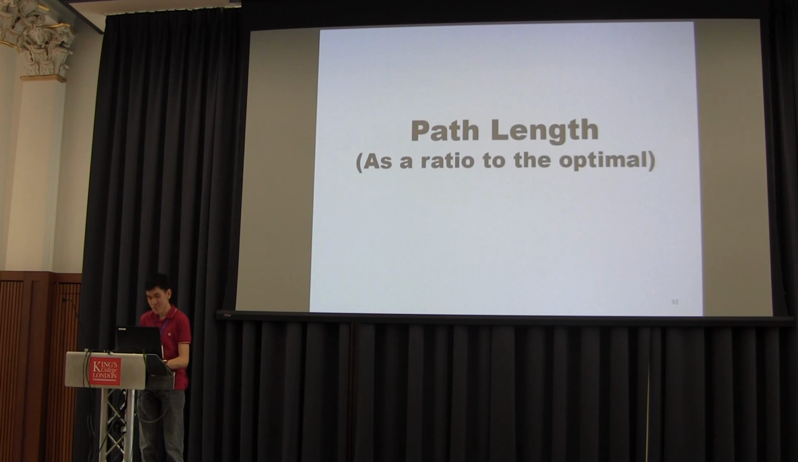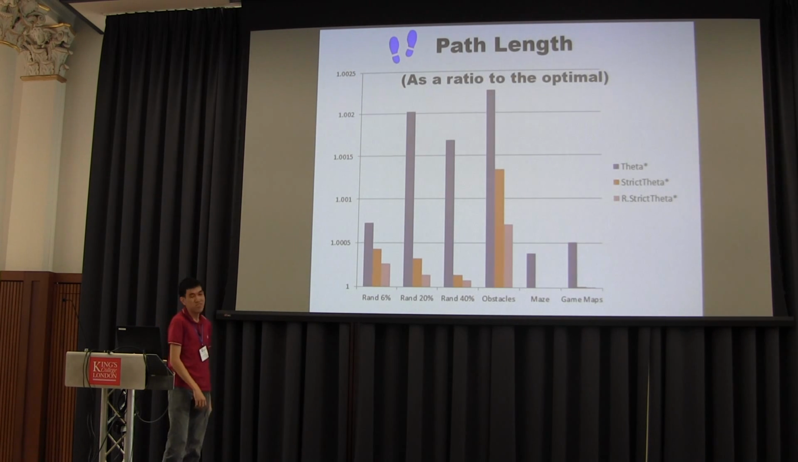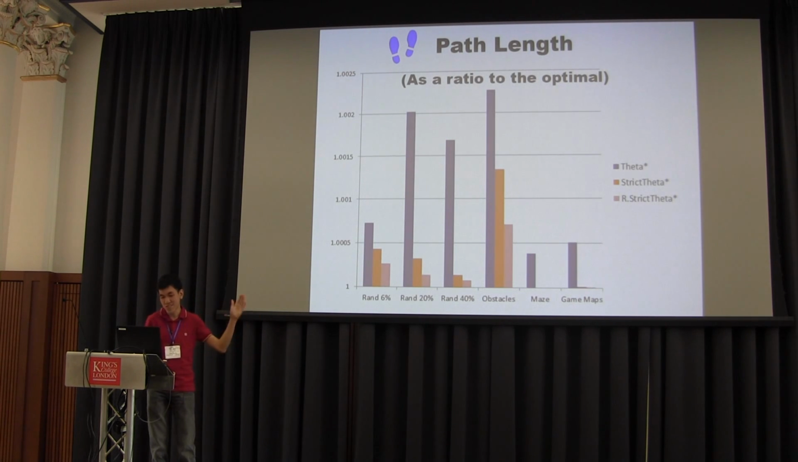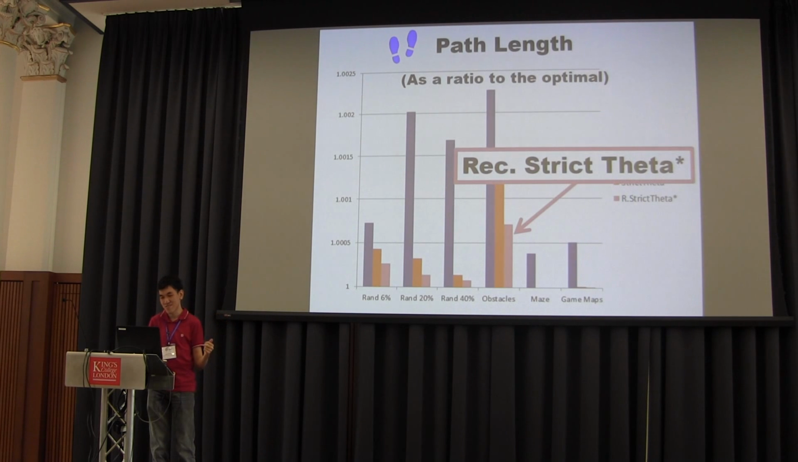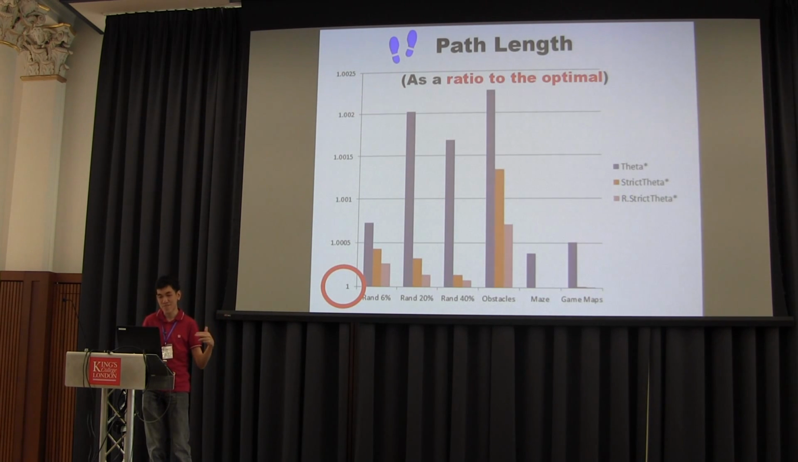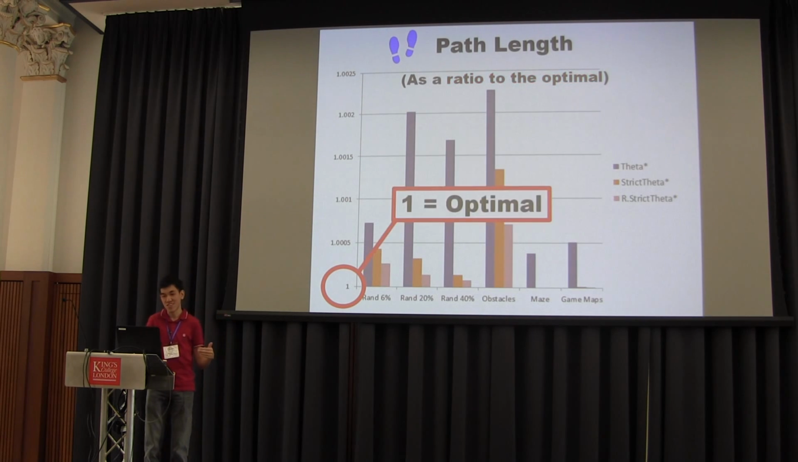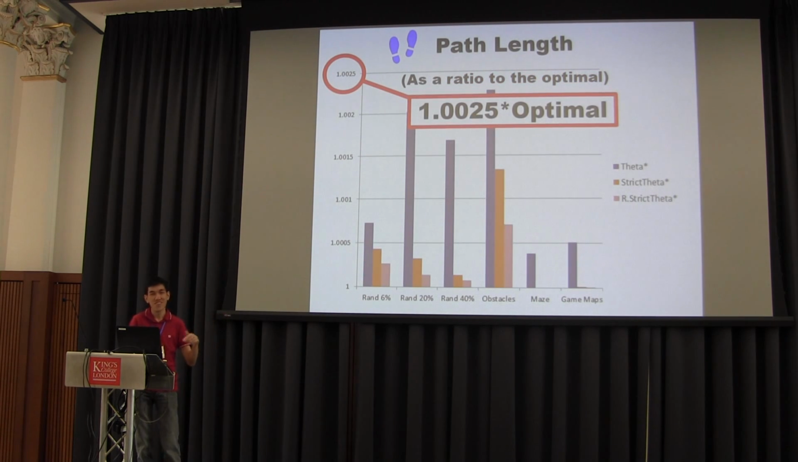So, results. This is on the benchmark maps. The ones on the right are the benchmark maps. So, octile, BSD maps. This is Theta Star, this is Strict Theta Star, this is Recursive Strict Theta Star. And these are the path lengths, as a ratio to the optimal. One is the optimal, so it's at the bottom. The original Theta Star is already pretty close to optimal, so it's already pretty good on its own.